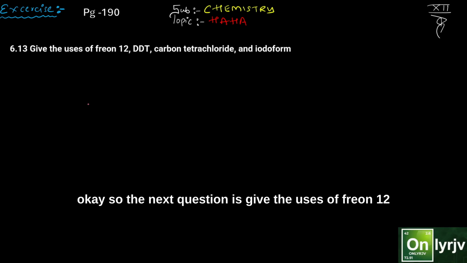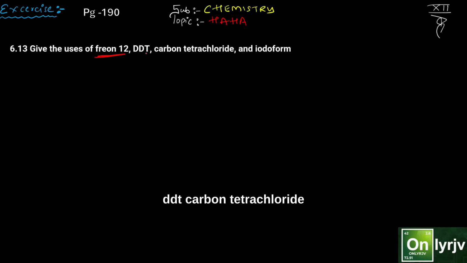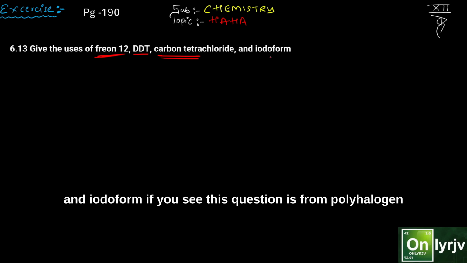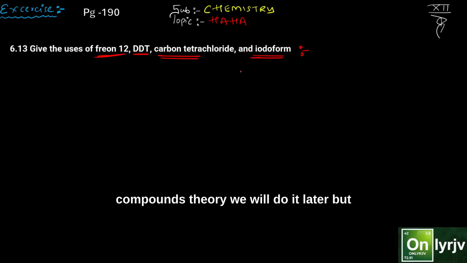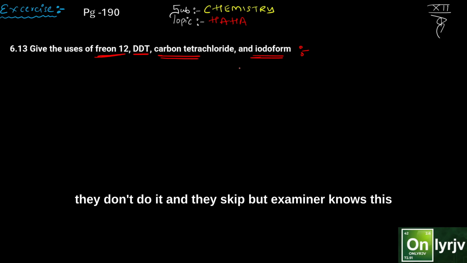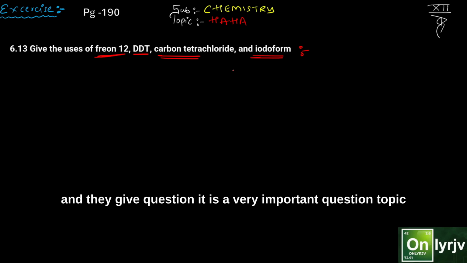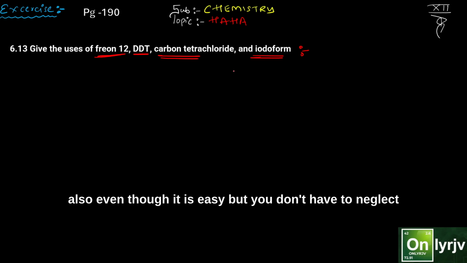Okay, so the next question is: give the uses of freon 12, DDT, carbon tetrachloride, and iodoform. If you see, this question is from polyhalogen compounds. Mostly students neglect these questions. Polyhalogen compounds theory, we'll do it later, but they don't do it and they skip. But the examiner knows this and gives the question. It is a very important topic, even though it is easy, but you don't have to neglect it.